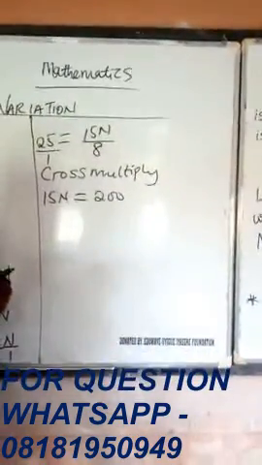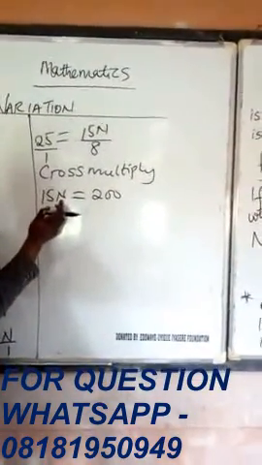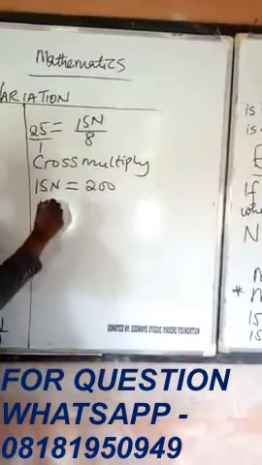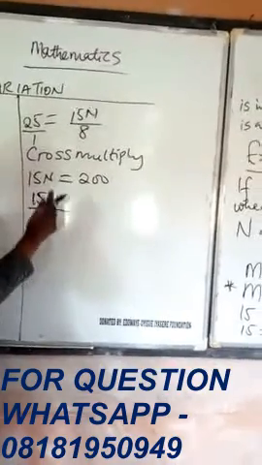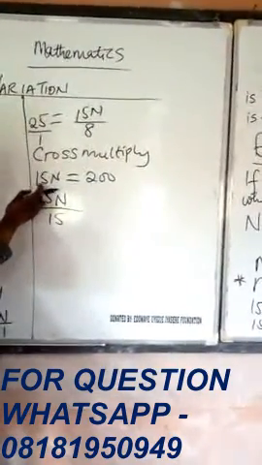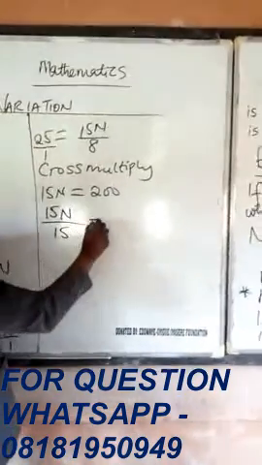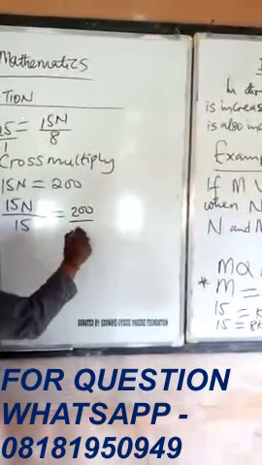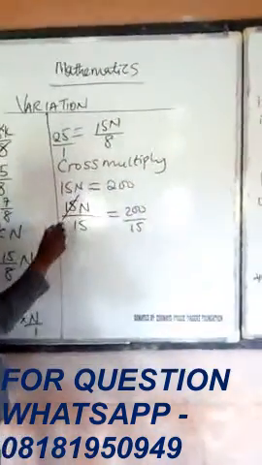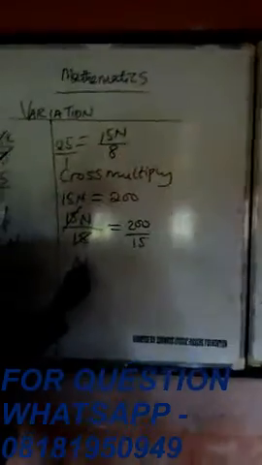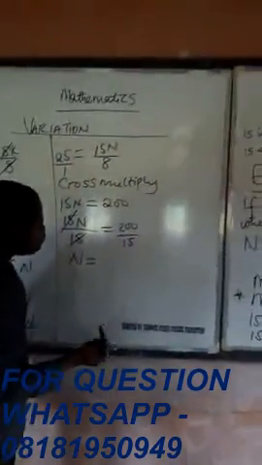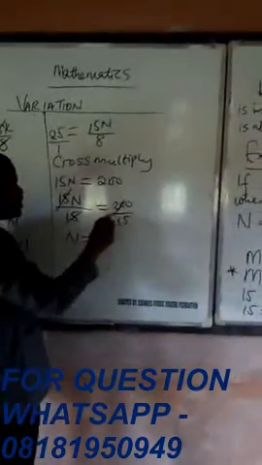So what we do here is we divide both sides by 15. This is the unknown. This is the coefficient. Always divide both sides by the coefficient of the unknown. We now have 200 over 15. That will give us 15, cancel 15. Our n, if you want to, you can say 5 here.